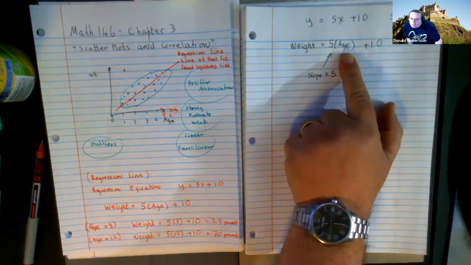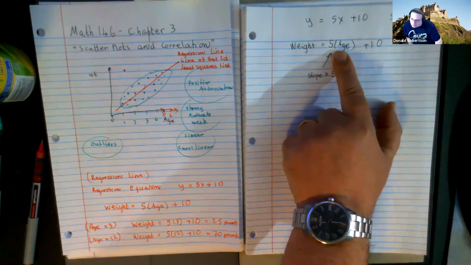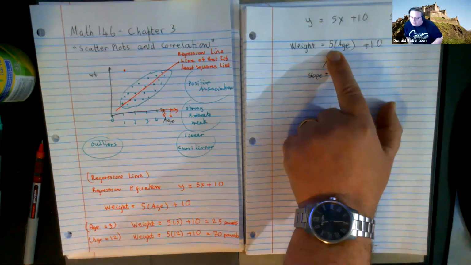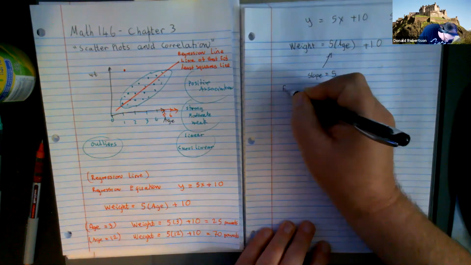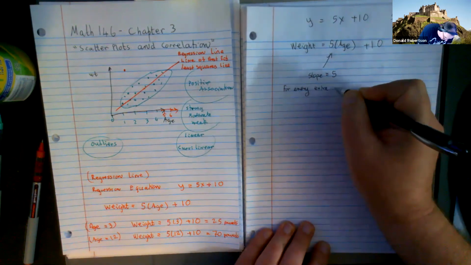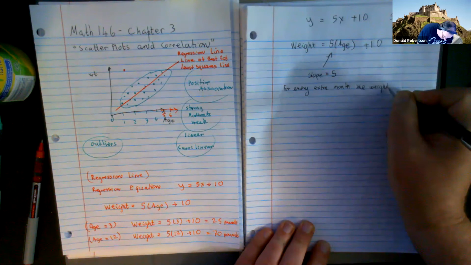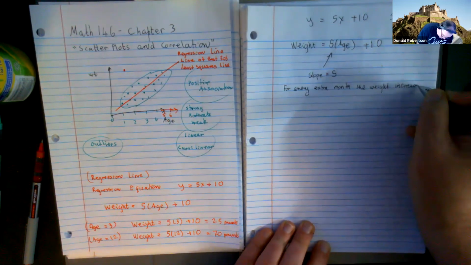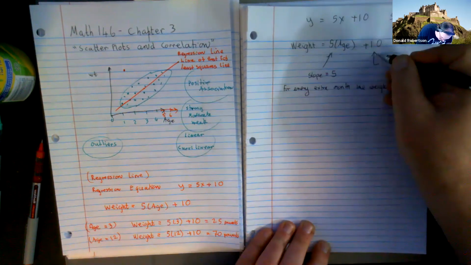For every 1 month older the elephant gets, won't its weight increase by about 5 pounds? So if you're an 8-month-old elephant and you wait until you become 9 months, won't you probably be 5 pounds heavier? So in this case, the slope essentially says for every extra month, the weight increases by 5 pounds. Now, isn't this guy called the y-intercept?